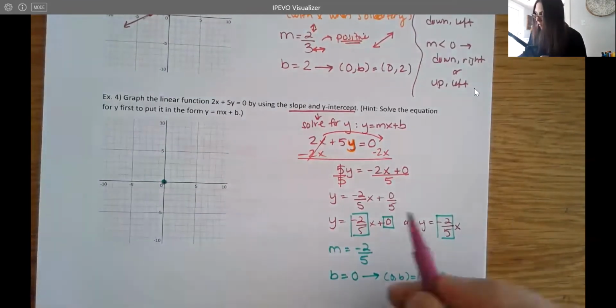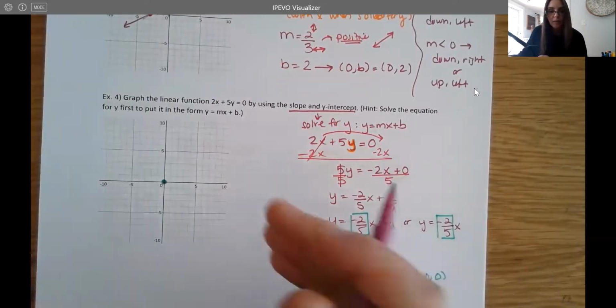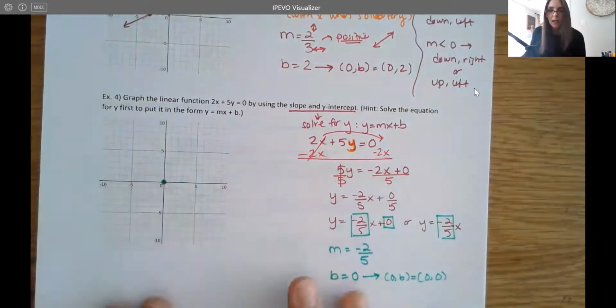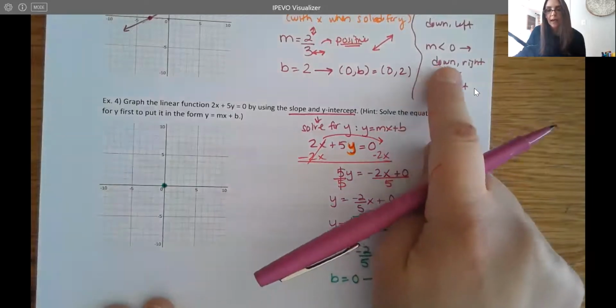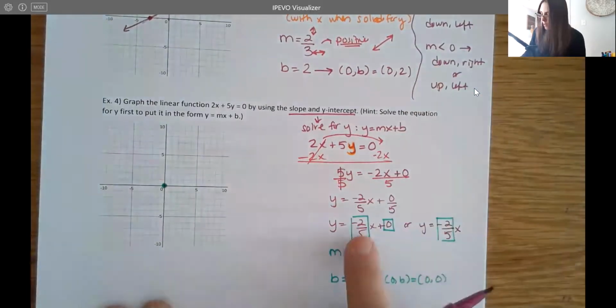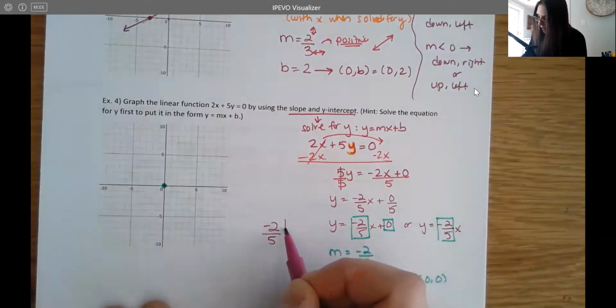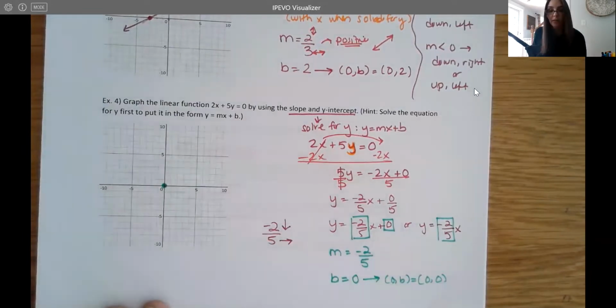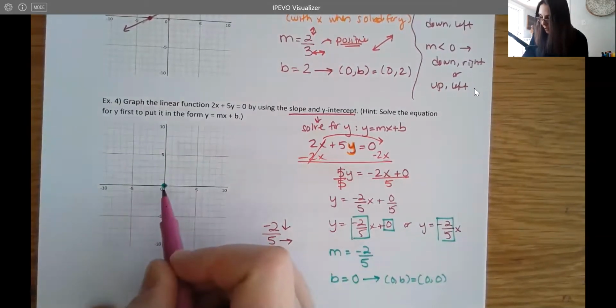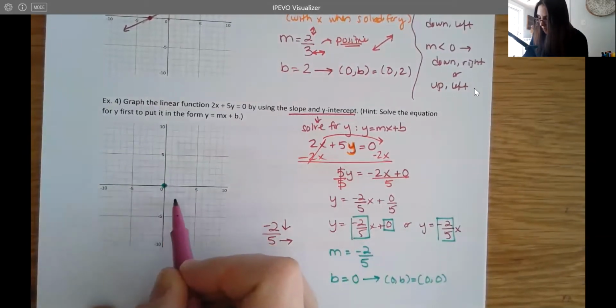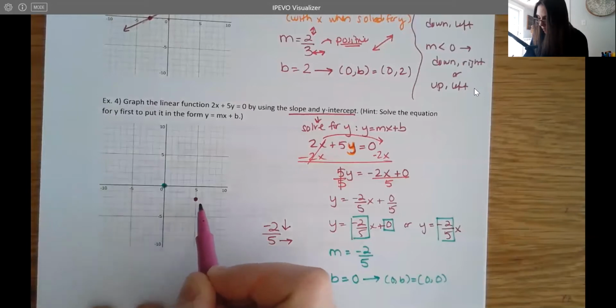Now my slope is negative, so I want to make sure my graph is going to be decreasing. So when I count, I'm going to go down to the right. Now I have a negative 2/5, so I'm going to go down 2, right 5. So down 1, 2, right 5: 1, 2, 3, 4, 5. Down 2, right 5.